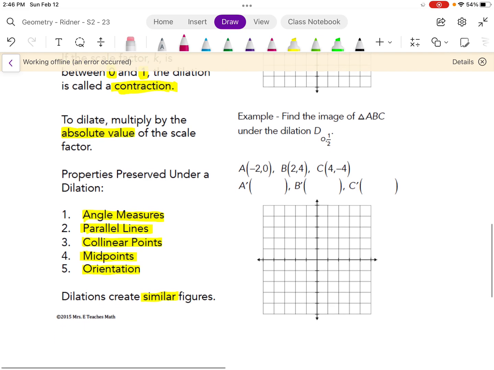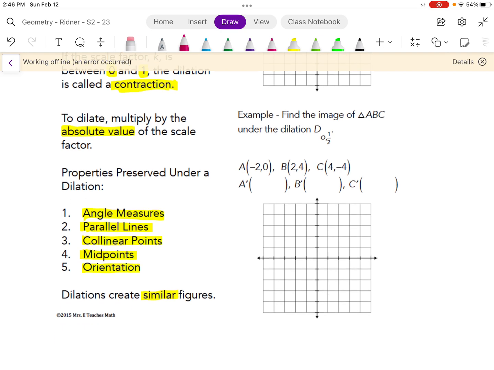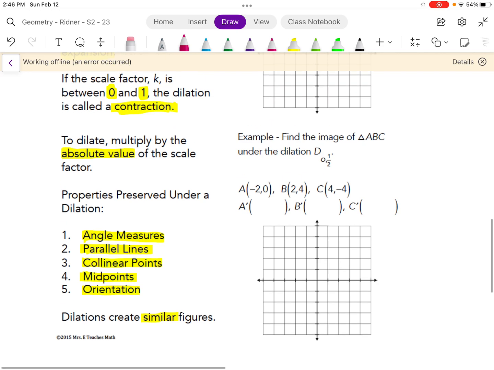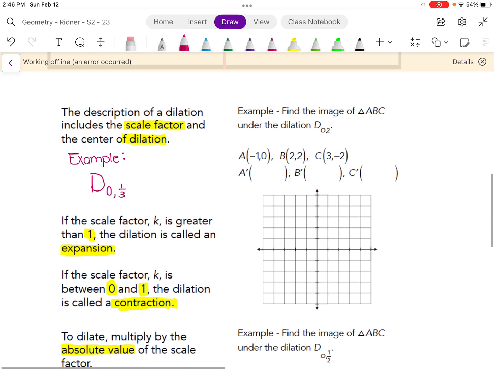Okay? When we do this, angle measures stay the same, parallel lines stay the same, collinear points stay the same, midpoints and orientations will stay the same. So they create similar figures, okay? So they might be different sizes, but otherwise they look the same.